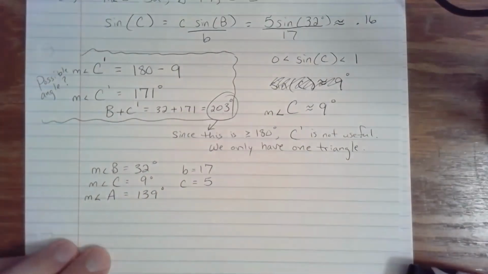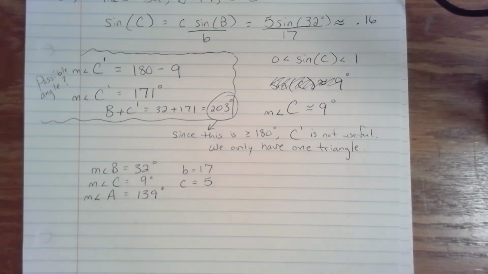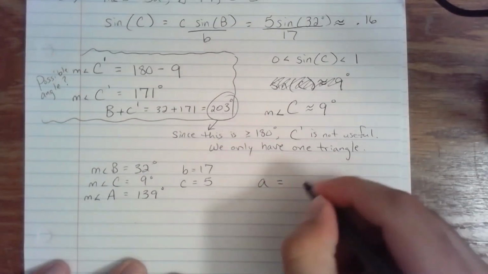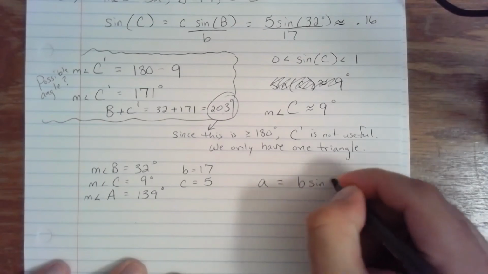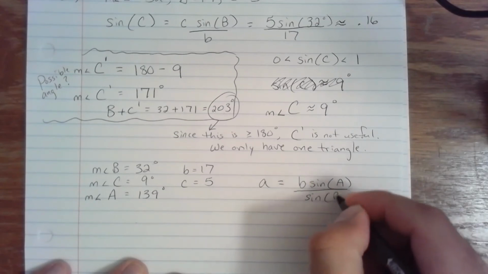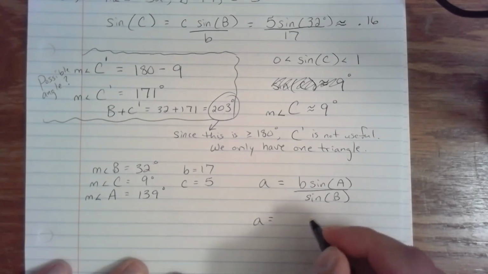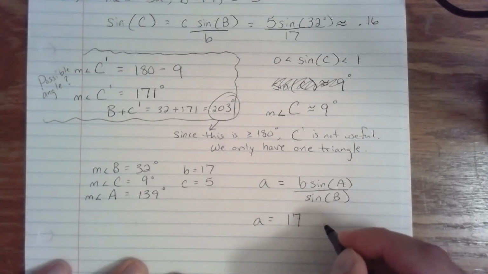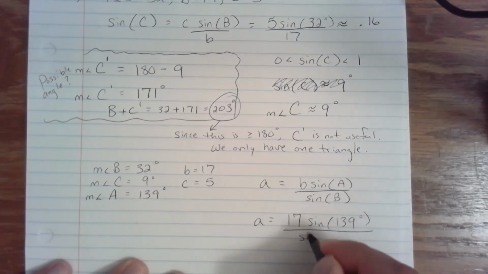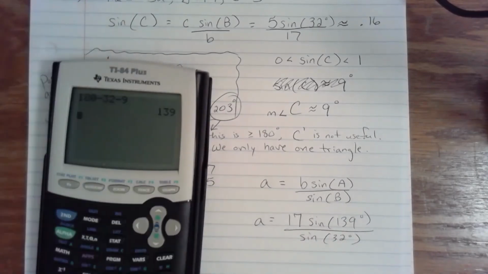At this point, I would go ahead and make sure to use my original given information, the little b and the big B. I can find little a very easily using the same sort of setup I used earlier. Little a is going to be b sine of big A all over sine of big B. So to find little a, I'm just going to input these values and then we'll be done with this problem. So sine of big A was 139. Sine of big B, which was 32. This is just a matter of plugging in. So just bear with me on this last part. We'll get this value here.